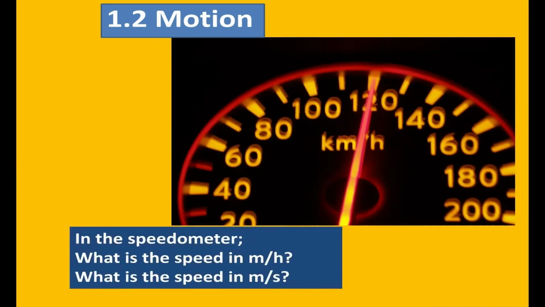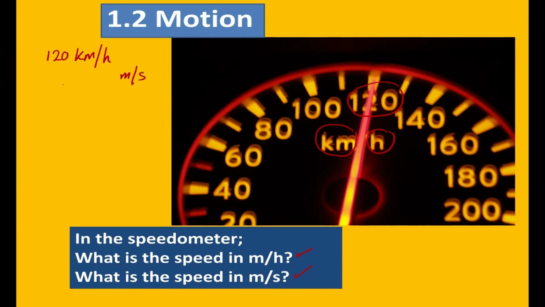Look here, we have another question. The speed is given in the speedometer here, but we need this speed in meter per hour and in meter per second. The speed is given in kilometer per hour. How to convert from kilometer per hour to meter per hour? It's very easy. What is the speed here? The speed here is 120 kilometer per hour.